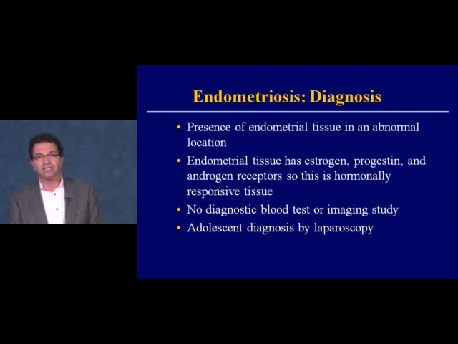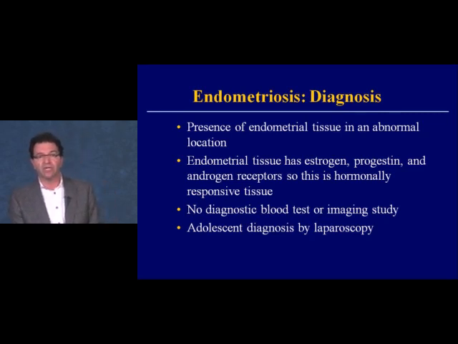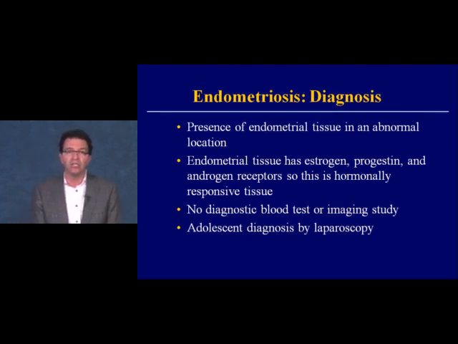Endometriosis is the presence of endometrium, meaning glands and stroma, outside of the normal location, which is inside the uterus. So these cells can end up in other locations throughout the body, but most typically in the pelvis and in the posterior cul-de-sac or the anterior cul-de-sac. This endometrial tissue responds to estrogen, progestins, and also androgens, and there is no way to diagnose endometriosis by a blood test or a radiology imaging study.